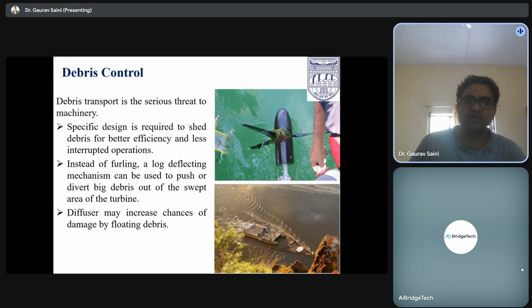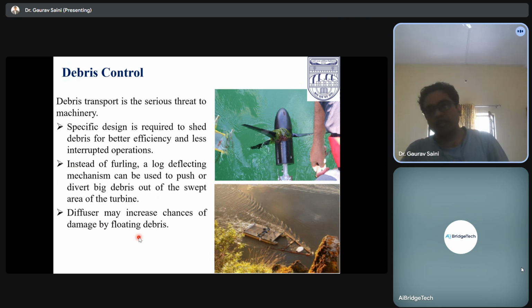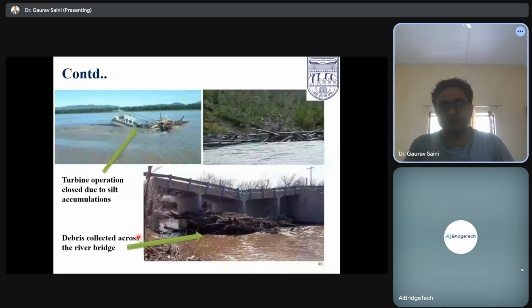So we need to have specific structures to avoid the debris that can basically redirect or direct away the debris. The flow deflecting mechanism can also be used to push or divert big debris out of the swept area of the turbine. Diffuser may increase the chance of the damage by floating debris. So these kinds of things need to be taken care of before installing the turbines.